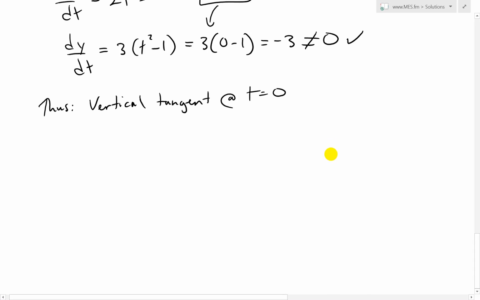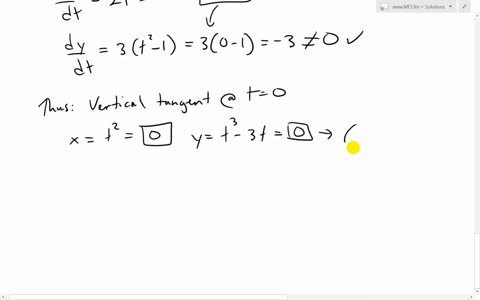at t equal to 0. And then we could solve for x and y. x is equal to t squared, and if we plug in 0, that's 0 squared, so x is 0. For y, we have y equal to t cubed minus 3t. Plug in 0, and 0 minus 0 is 0. So in other words, the point (0, 0) at the origin is a vertical tangent.